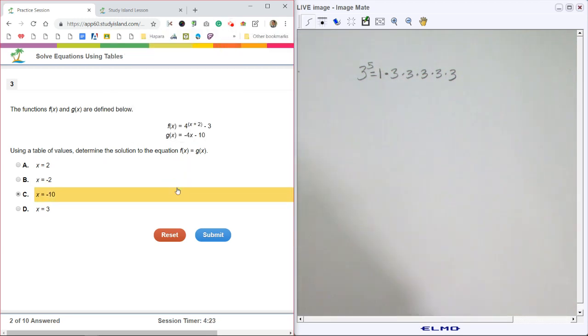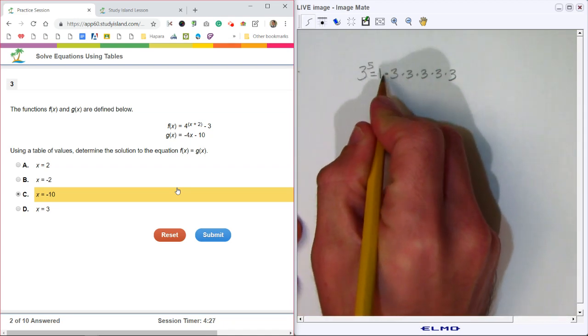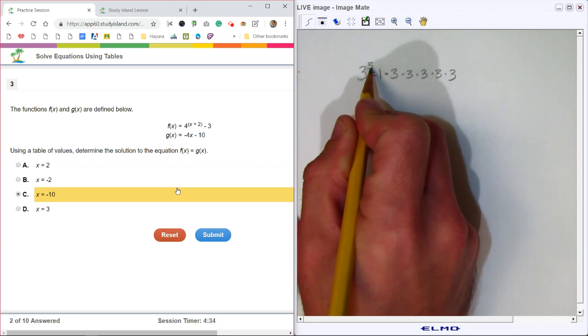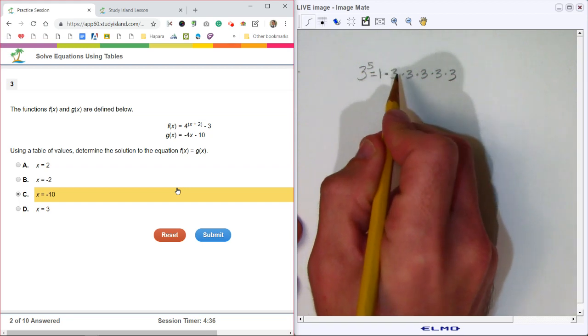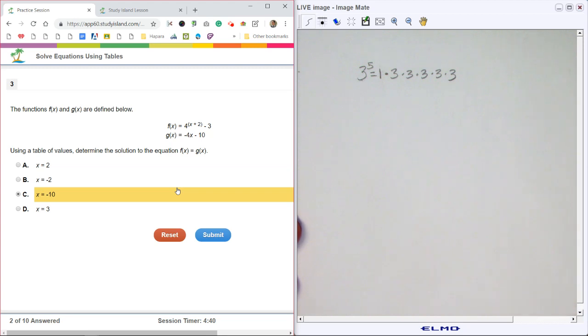So it's easy to imagine that if you have 3 to the 5th power, you start with 1, and then you multiply by 3, which is what we call the base, 5 times. And 5 is the exponent. So 1 times 3 times 3 times 3 times 3 times 3. There's 5 3's. So what does this have to do with negative exponents?